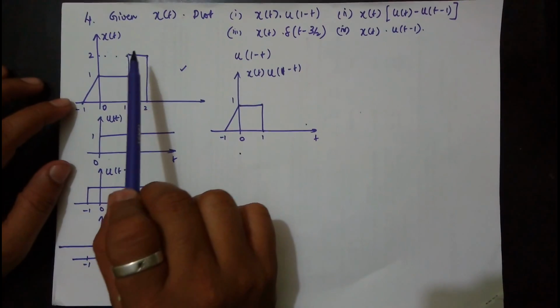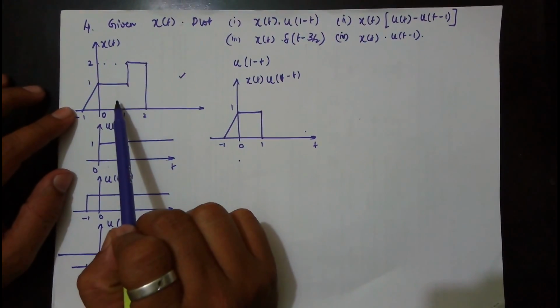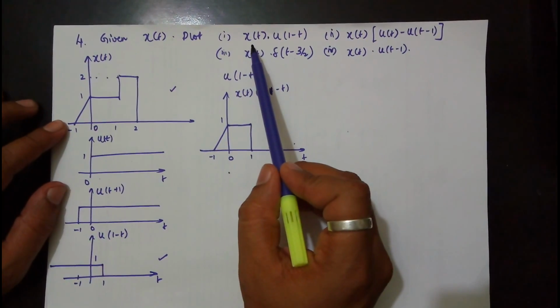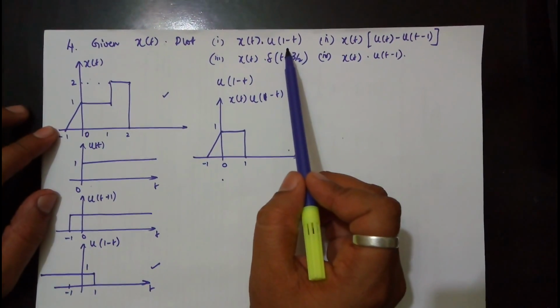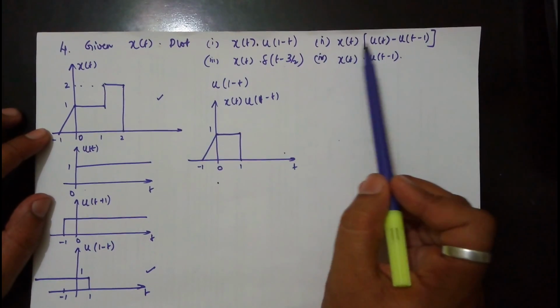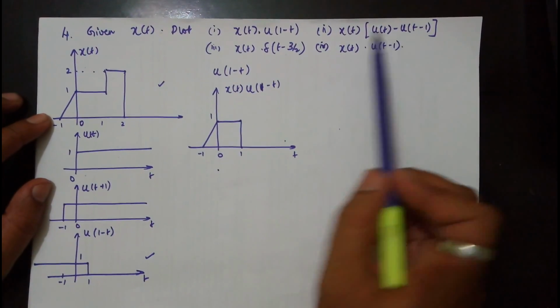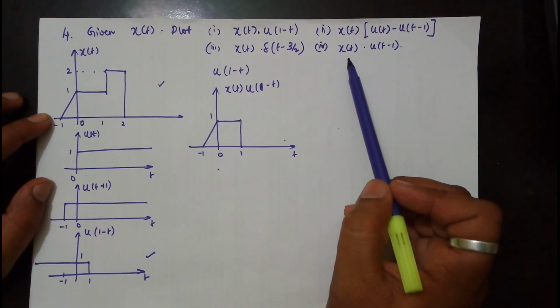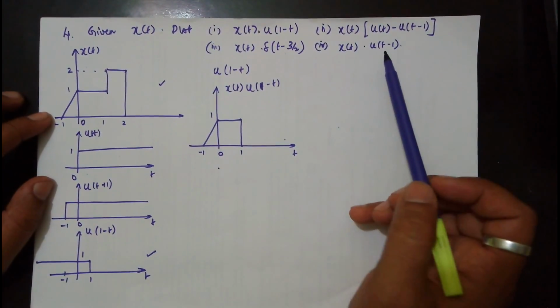Now in this question, you are given x of t and you are asked to plot four waveforms. First one is x of t into u of 1 minus t. Second one is x of t into u of t minus u of t minus 1. Third one is x of t into delta of t minus 3 by 2. And fourth one is x of t into u of t minus 1.